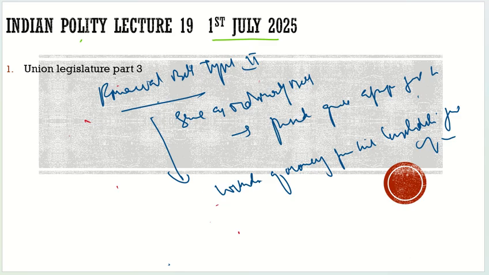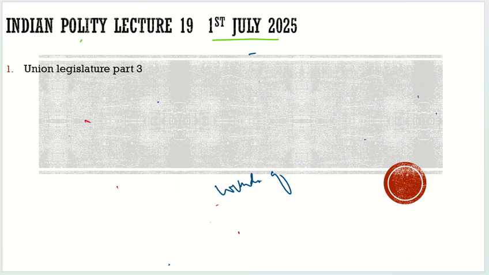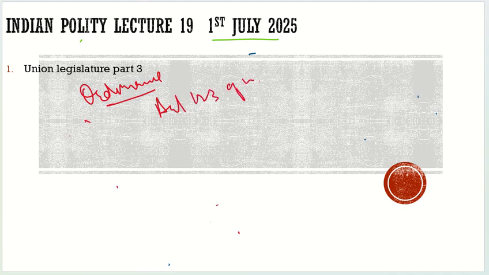Now let's move to another topic, which is called the ordinance. Ordinance making power of the President, or the ordinances. Let's discuss that. What is this? Let's try to understand that. It is Article 123 of the Indian Constitution, which gives the power to the President to promulgate an ordinance.